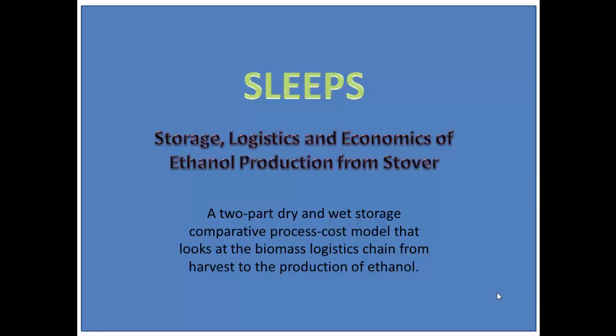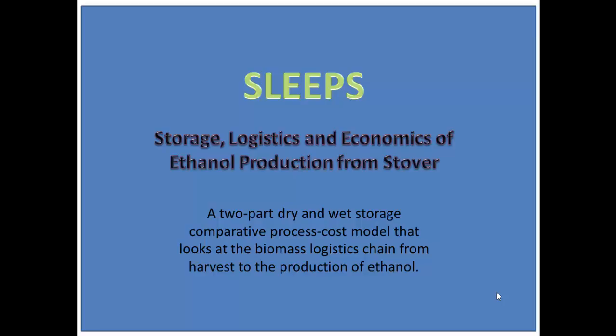SLIPS is a two-part dry and wet storage comparative process cost model. So this model covers corn storage logistics from harvest to delivery at the biorefinery and then to the production of ethanol. So it's a very simple to use model. It's Excel based and it has two parts.